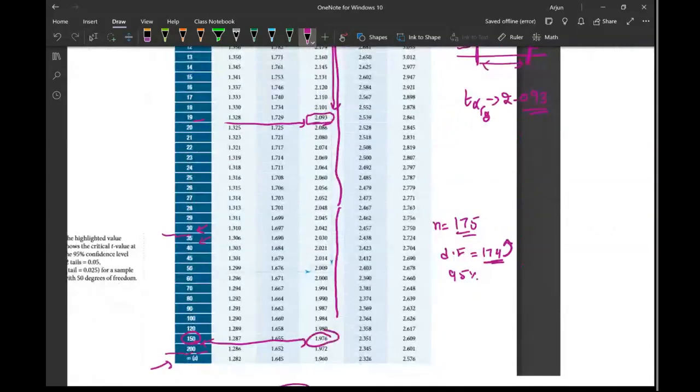Another example: let's say a 99% confidence interval, and the value of n given to me is 300. So the degree of freedom will become 299.